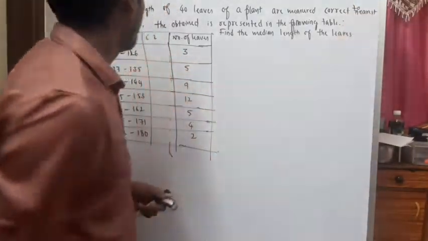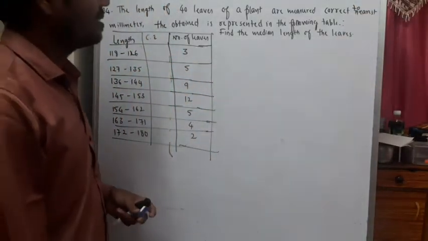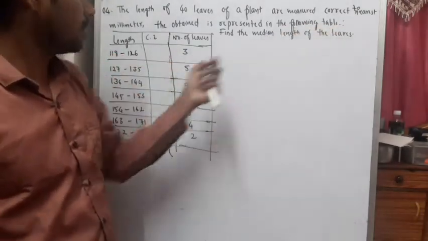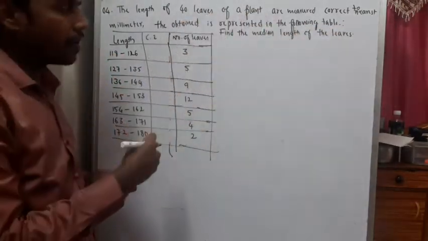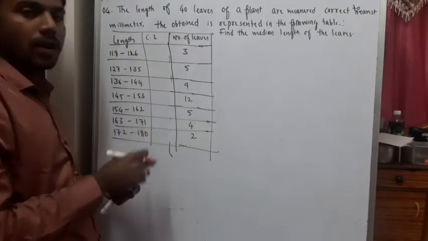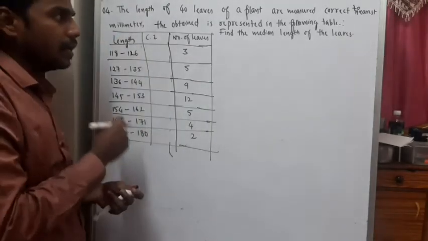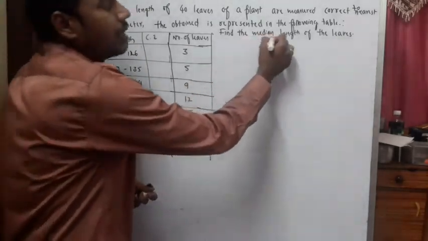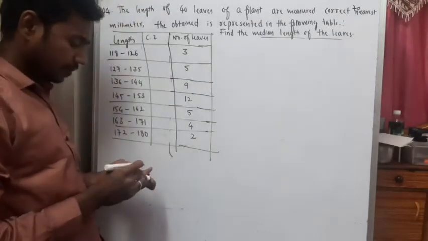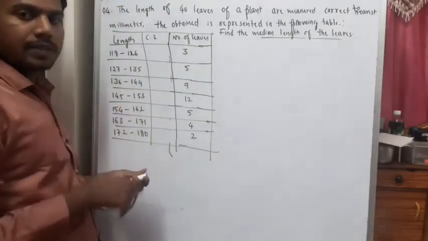Corrected to the nearest millimeter. The data they have obtained is represented in the following table. Find the median length of the leaves. So what is the first step?